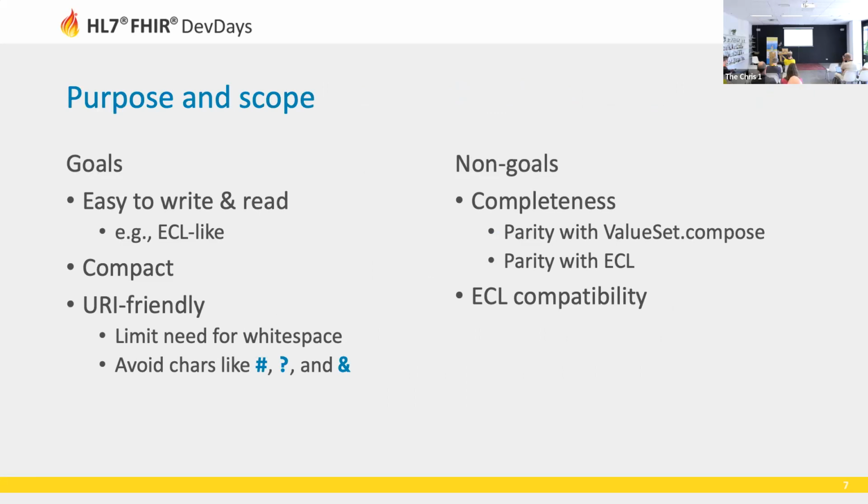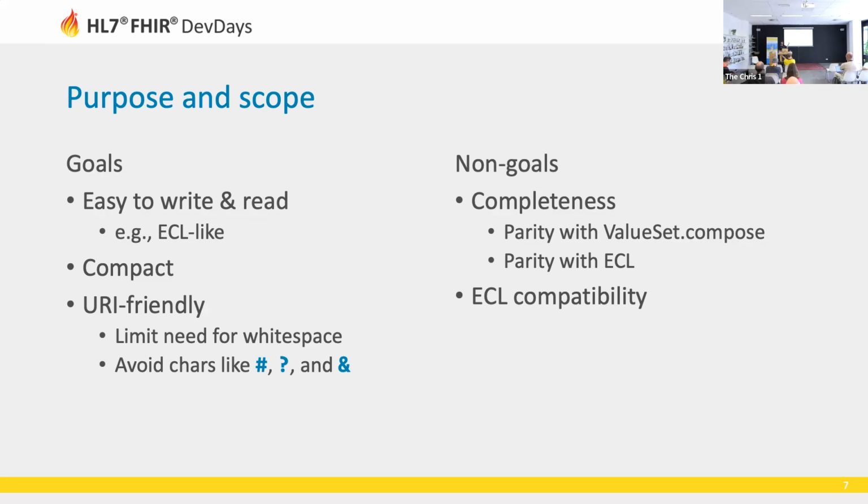So the goals were easy to write and read, compact, URI friendly. So one of the key goals is that we want to be able to use this in these implicit value set URIs. So we don't want to put in characters like hashes or question marks or ampersands, because then we'll have to percent encode them and then they won't be readable. But we also want to not force white space. So that takes away, it says in a design space, well, we don't want to have keywords as our separators for ands and ors or things like that. So we use punctuation for that.